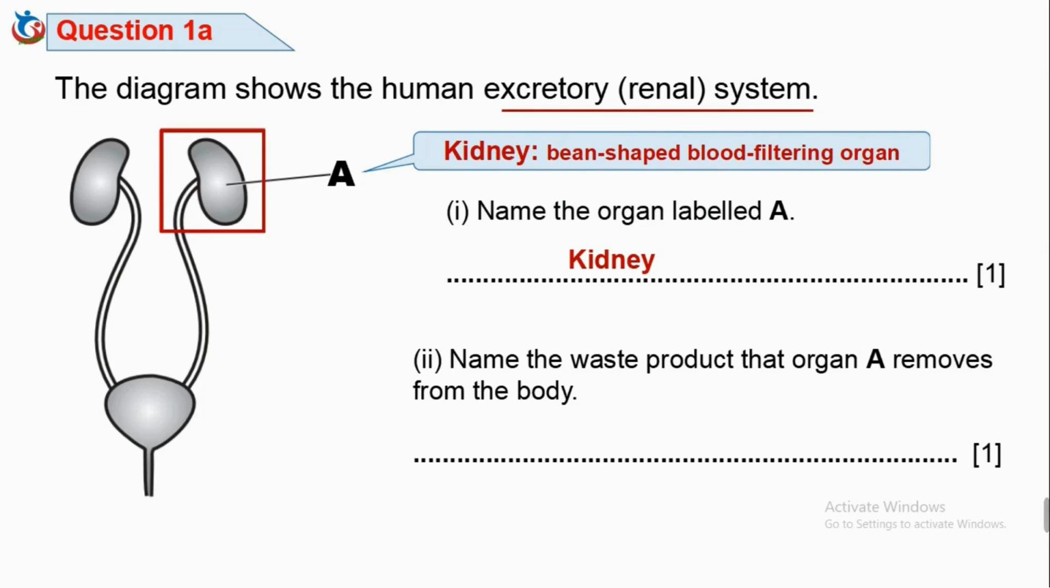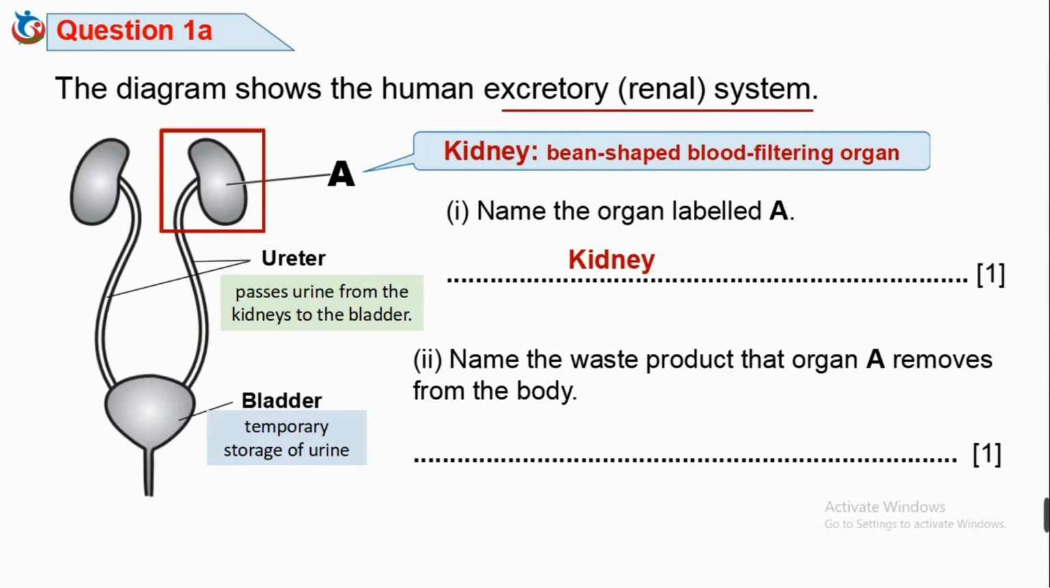To expand your understanding, let's consider the other parts of this excretory system. There is ureter, which passes urine from the kidneys to the bladder. There is bladder for temporary storage of urine, and urethra, which allows urine from the bladder to pass outside the body.